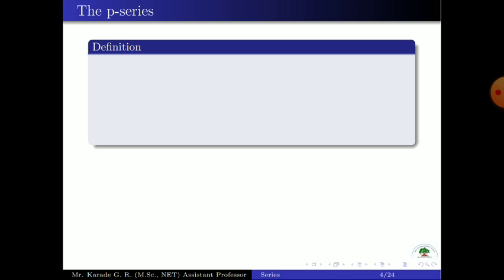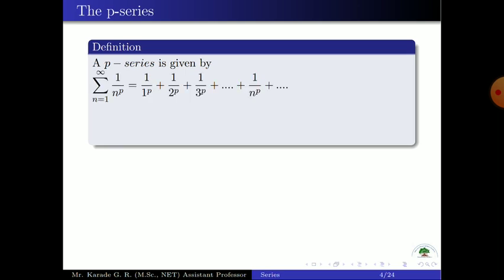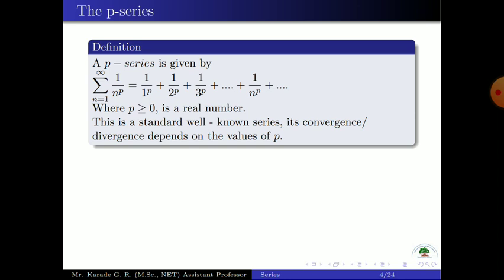The definition of P series: a P series is given by the series summation 1 upon n raised to the power p. It is equal to 1 upon 1 raised to p plus 1 upon 2 raised to p plus 1 upon 3 raised to p plus dot dot dot plus 1 upon n raised to p plus dot dot dot, where p is greater than or equal to 0, a real number, and this is a standard well-known series. The convergence and divergence of this P series depends on the value of p.